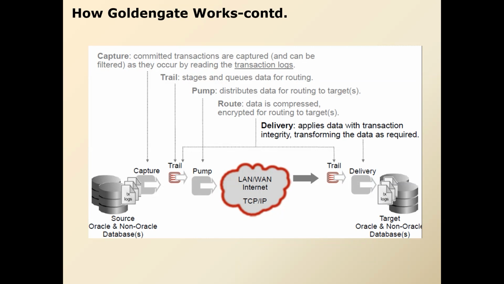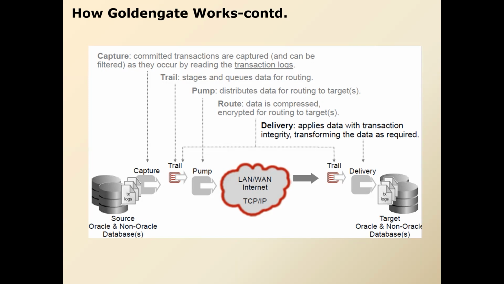Once the data is available in the local trail, the GoldenGate data pump process reads the data out of your local trail, sends it over the TCP/IP network, and writes it to the remote trail file. Once the data is available in the remote trail file, the replicat process reads the data out of your remote trail file and writes it to the target database. So there are three processes involved in GoldenGate replication: extract, pump, and replicat.